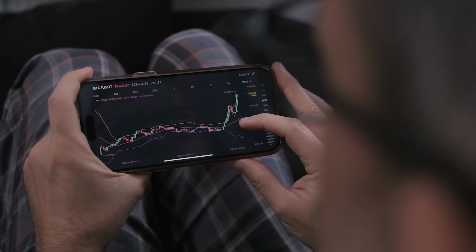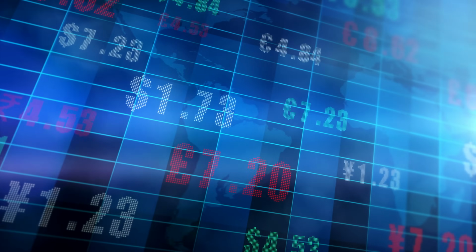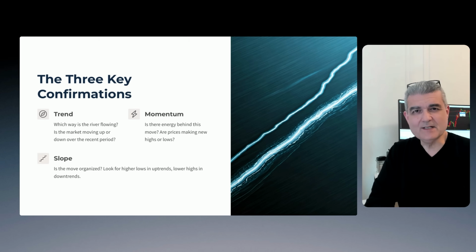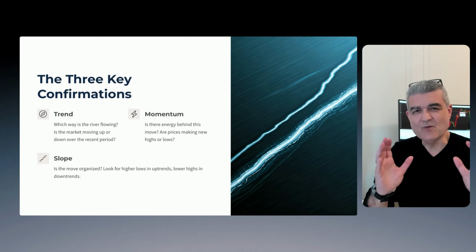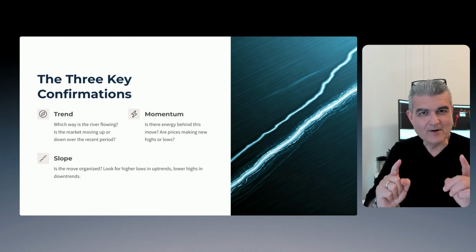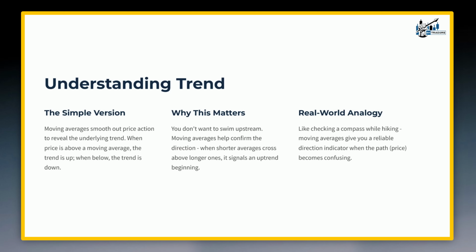In order to trade flow, you need 3 key components. You need trend, you need momentum, and you need slope. I'm going to explain each in great detail to make you understand exactly why these are the ingredients that make the perfect trade. First of all, let's start with trend.